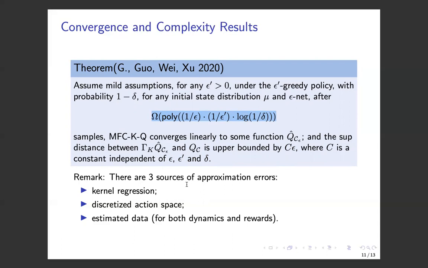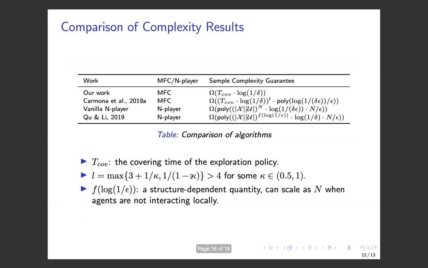A quick remark here is that there are three sources of approximation errors in the algorithm. One is kernel regression, one is the discretized action space, and the last is the estimated data. Basically, in the analysis, we take care of these 3 parts individually and put them together to get these results. Compared with complexity results for different types of algorithm, we have this table.